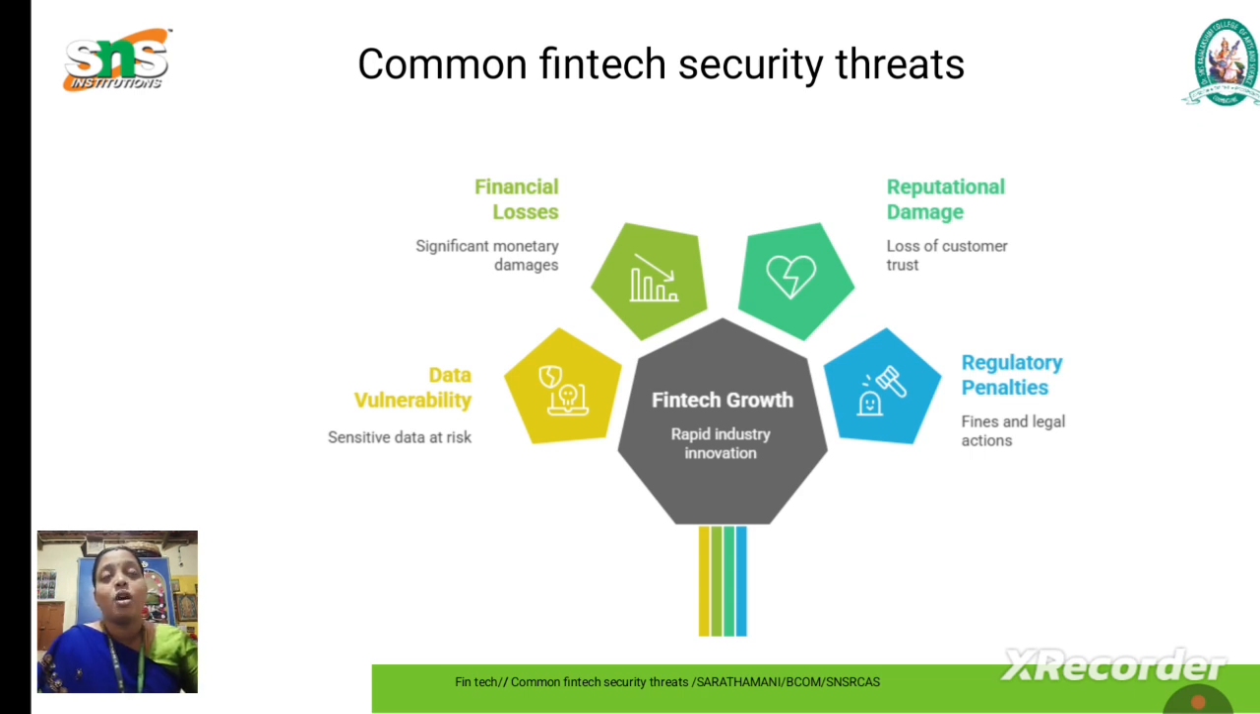There are some common security threats. The first one is phishing attacks. Phishing attacks are a common method used by cyber criminals to trick individuals into revealing sensitive information, such as username, password, and credit card details. These attacks often involve sending fraudulent emails and text messages that appear to be from trusted sources such as banks or financial institutions. A successful phishing attack can lead to unauthorized access to accounts, identity theft, and financial fraud. There are some mitigations.